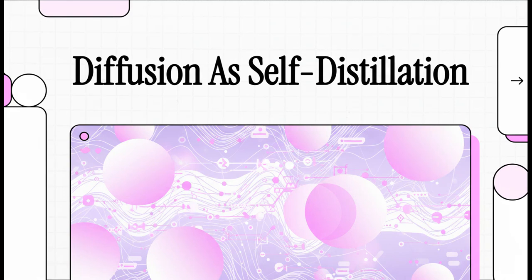Today, we are diving into a really fascinating paper from Peking University and Microsoft Research Asia called Diffusion as Self-Distillation. This paper goes after a huge inefficiency that's right at the heart of models like Stable Diffusion. You know, these incredibly powerful image generators, they're kind of like a Frankenstein's monster, cobbled together from three separate models that were all trained at different times.